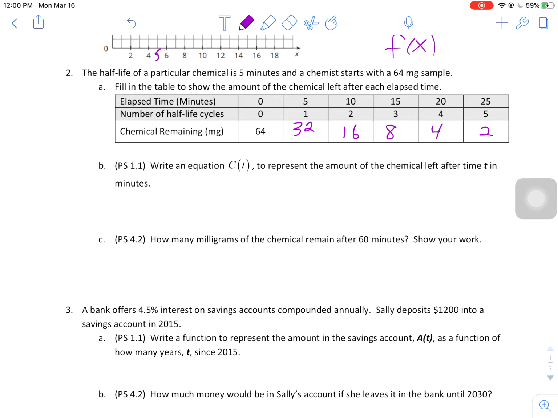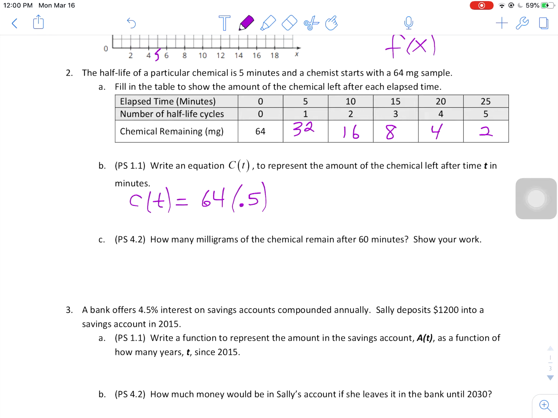For the equation on part B, I want to start with C of t equals, and then I want to do the initial amount of the chemical, so 64, and then the common ratio is going to be 0.5 because every time a half-life cycle goes by, I'm cutting it in half, and 0.5 is cutting something in half.